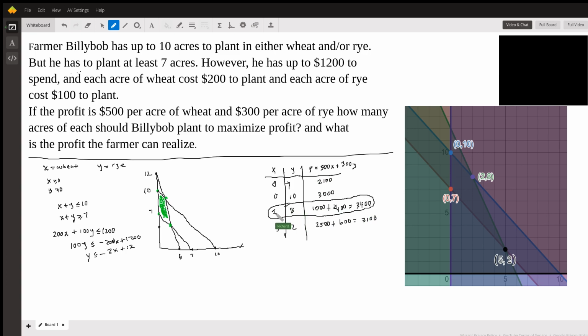So the farmer's going to plant 2 acres of wheat, 8 acres of rye, and the profit from that is going to be $3,400. That's the most that the farmer can make given the constraints of his farm and his budget. Hopefully that wasn't too much too fast, but I'm trying to keep you out of the weeds so that you can see the big picture and also look at a graph that's fairly easy to read versus my scribble here.